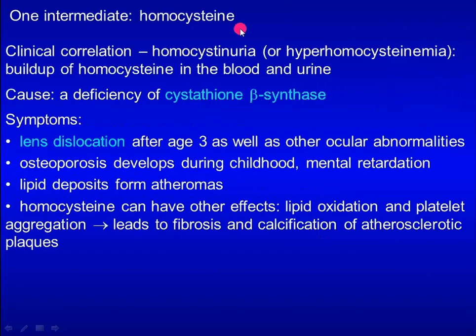Homocysteine is toxic. Here is a clinical correlation. Homocystinuria is characterized by buildup of homocysteine in the blood and in the urine. It is caused by a deficiency of cystathionine beta synthase. Symptoms include lens dislocation after age 3, osteoporosis, and mental retardation. It also causes atheromas.